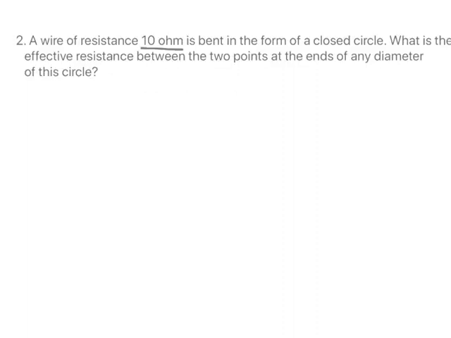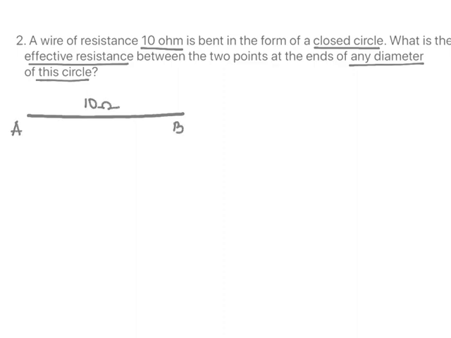A wire of 10 ohm is bent to form a closed circuit. What is the effective resistance between the 2 points at the end of any diameter of this circle? So here we had a wire, and this wire AB was of 10 ohms. It's now turned into a closed circle. That's what they're saying here. So here it's made into a closed circle, and they said what is the effective resistance between the ends of the diameter. So let's draw the diameter.